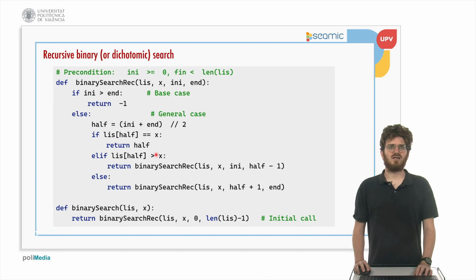Otherwise, we want to check if it's greater or smaller than. In the case that it's greater, we'll go look on the left-hand side, so we'll say that the end is the midway point -1. And otherwise, we'd say that the beginning is the midway point +1. It's very important to include this +1 and -1, otherwise you will keep analyzing the midpoint unnecessarily.